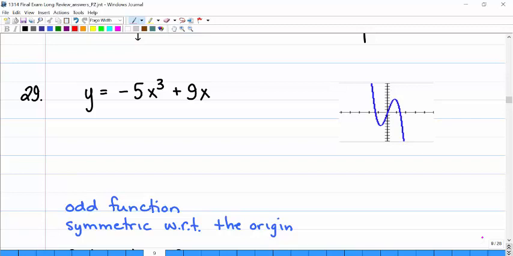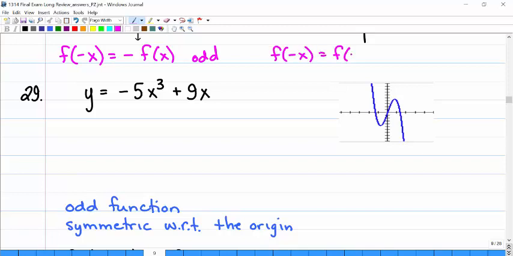For number 29, it said to determine whether the equation has a graph that is symmetric with respect to the y-axis, the x-axis, the origin, or none of these. So I'm going to remember that my test says that f of -x, if it's equal to negative f of x, I have an odd function. If it's equal to f of x, I have an even function. And remember that odd functions have symmetry with respect to the origin. Even functions have symmetry with respect to the y-axis.